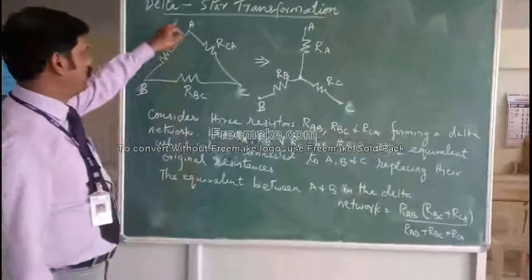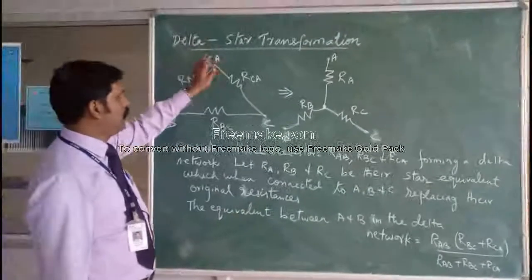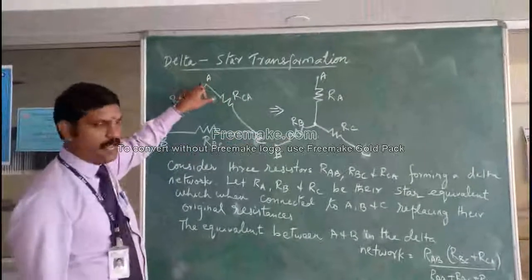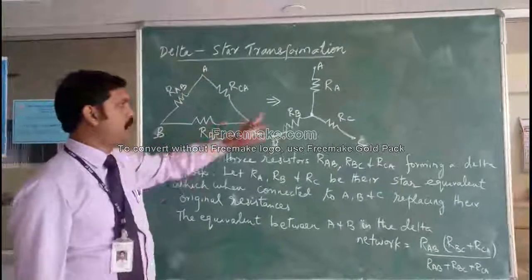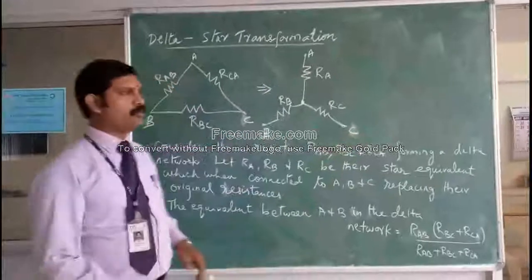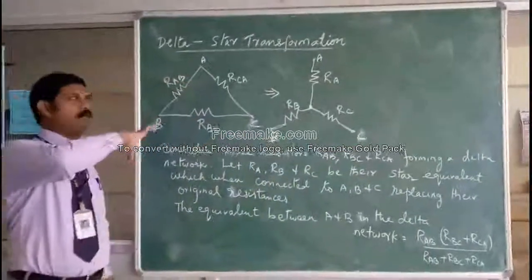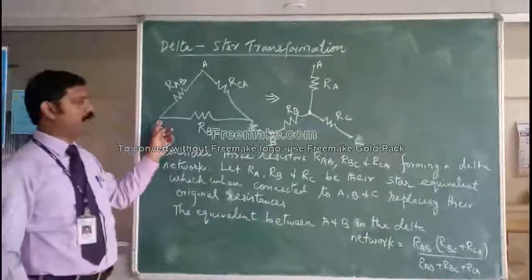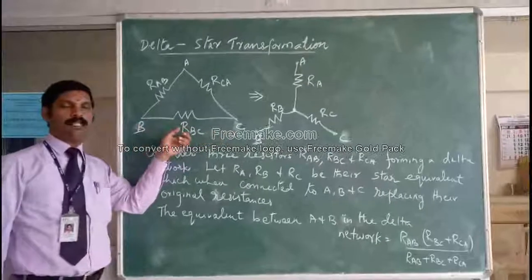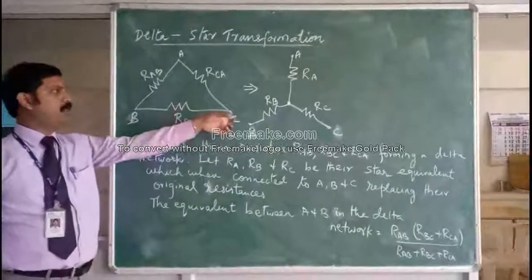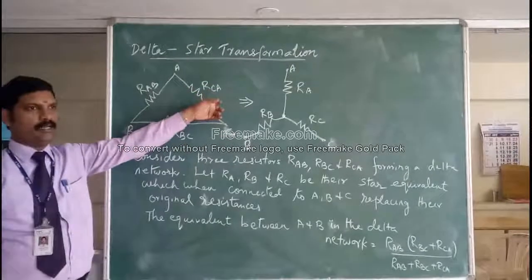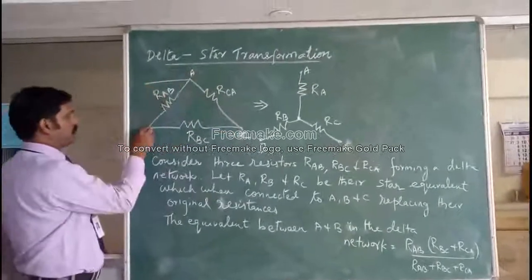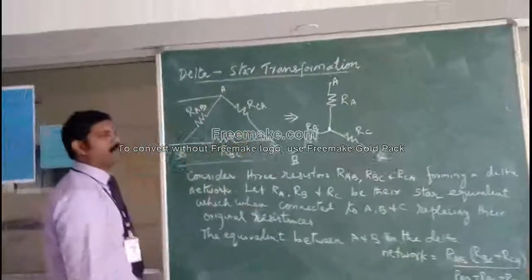Now let us see how this delta is converted to star. You can see there are three terminals A, C, B, and here also A, B, C. The resistance connected between terminals A and B is given the name RAB, the resistance connected between terminals B and C is given the name RBC, and the resistance between C and A is given as RCA. So you have three terminals A, B, and C.